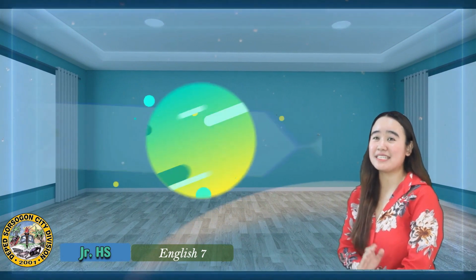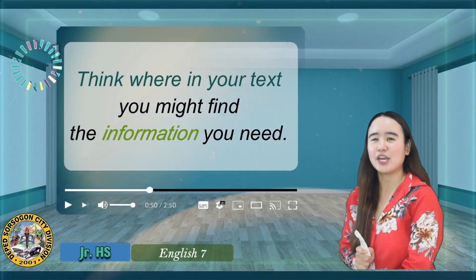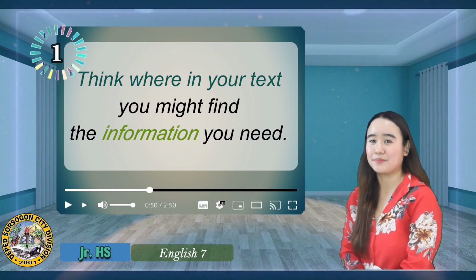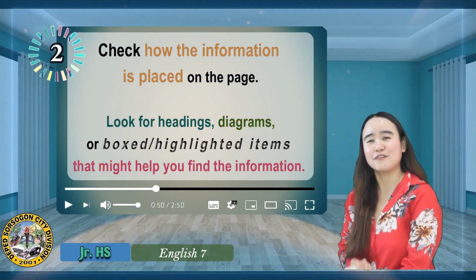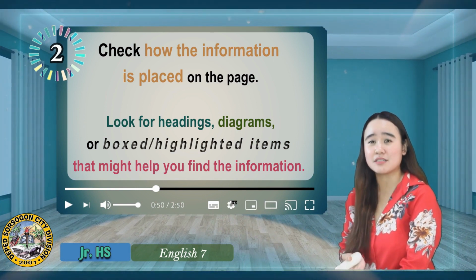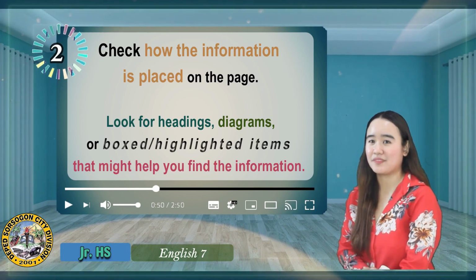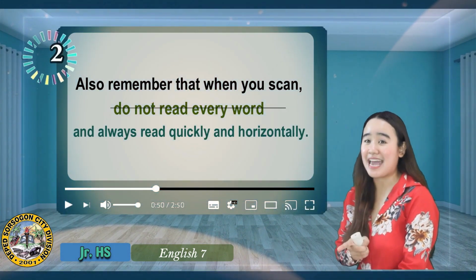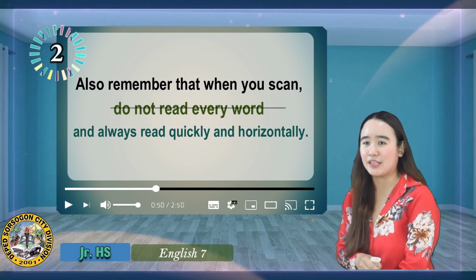Now let's proceed with the steps to do scanning. First step is think where in your text you might find the information you need. Second, check how the information is placed on the page. Look for headings, diagrams, or boxed or highlighted items that might help you find the information. Just like skimming, also remember that when you scan, do not read every word and always read quickly and horizontally.